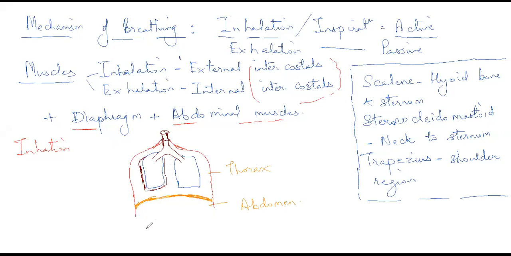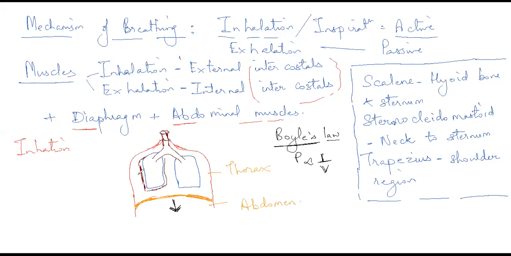What happens during inhalation? The diaphragm goes down. And there is a law given by a scientist Boyle. Boyle's law. Now this law states that temperature remaining constant, the pressure is inversely proportional to the volume. So as the volume increases, the pressure would fall. The diaphragm goes down, the volume of the thoracic cavity begins to increase.